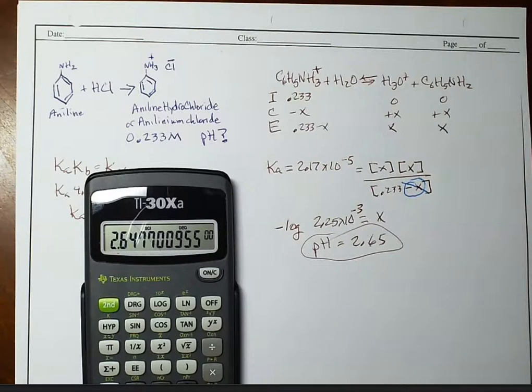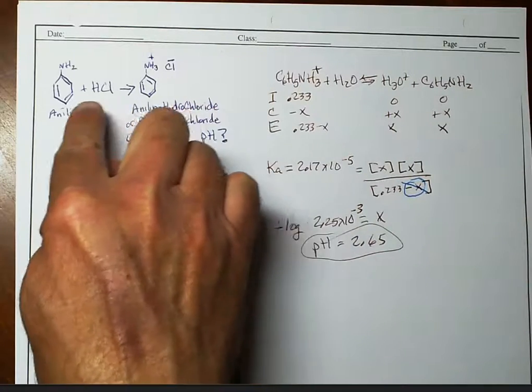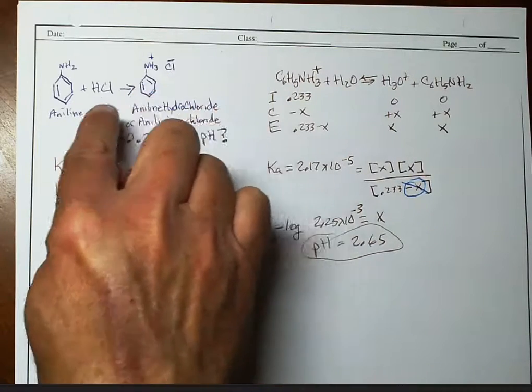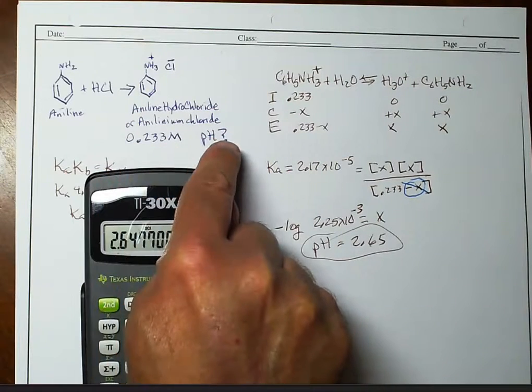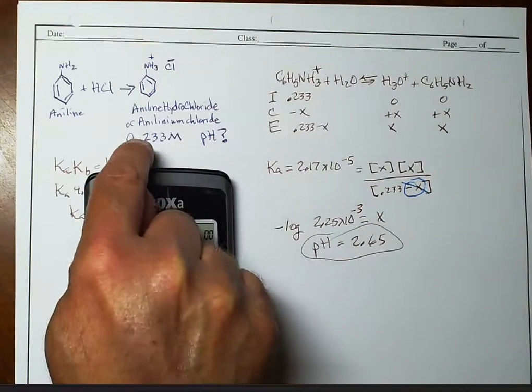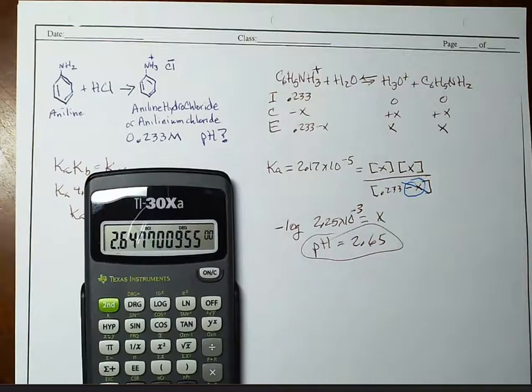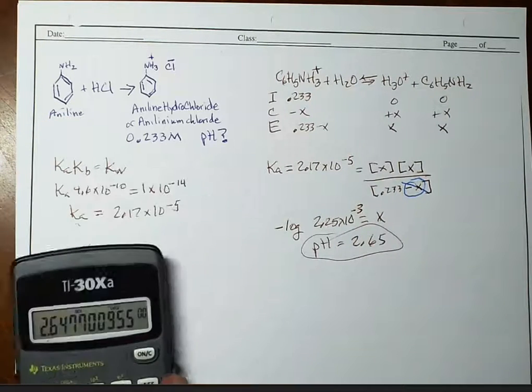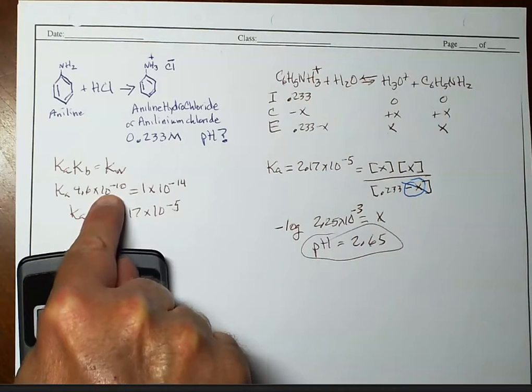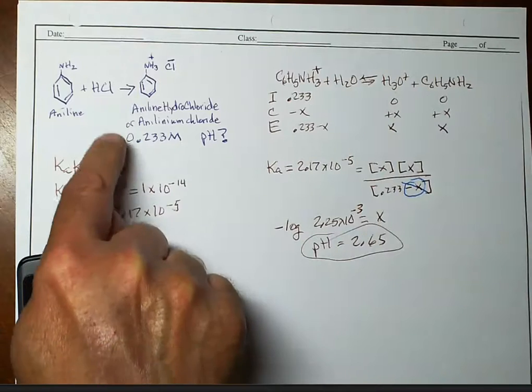Let me say this about this problem. What we were dealing with here was a salt. And we just found the pH of a salt, given its molarity. And what we had to do was consider that this was a weak base. We know it's a weak base because it's got a Ka value that's pretty small.